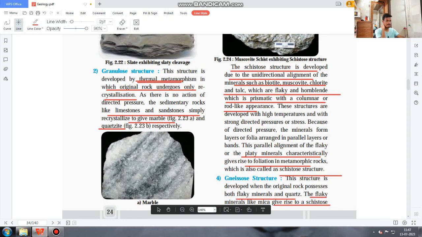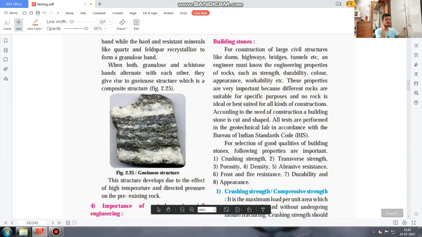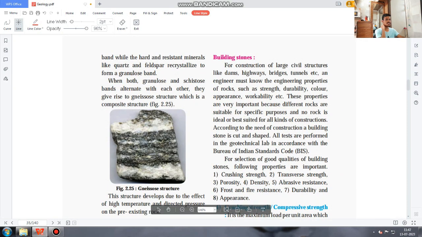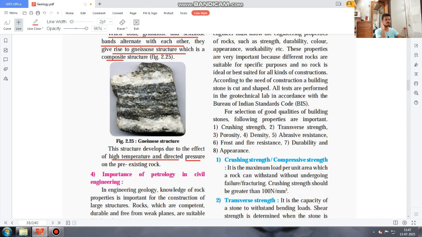Now, how is this gneiss structure formed? When granulose and schistose bands alternate with each other, gneiss structure is formed. Black, white, you can see over here. High temperature and directed pressure. So basically this comes under dynamothermal.